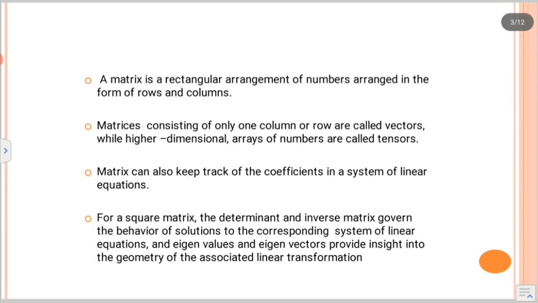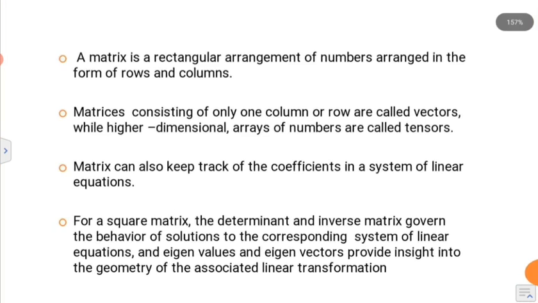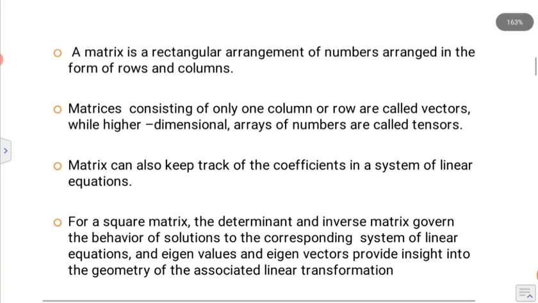Okay, now let us see what is a matrix. A matrix is a rectangular arrangement of numbers arranged in the form of rows and columns. Rows are nothing but horizontal entries, columns are nothing but vertical entries.